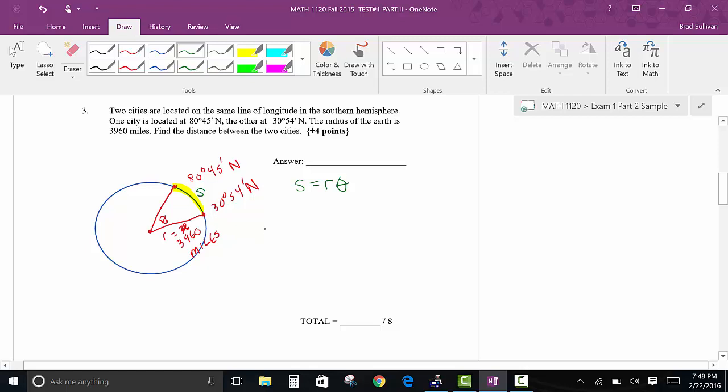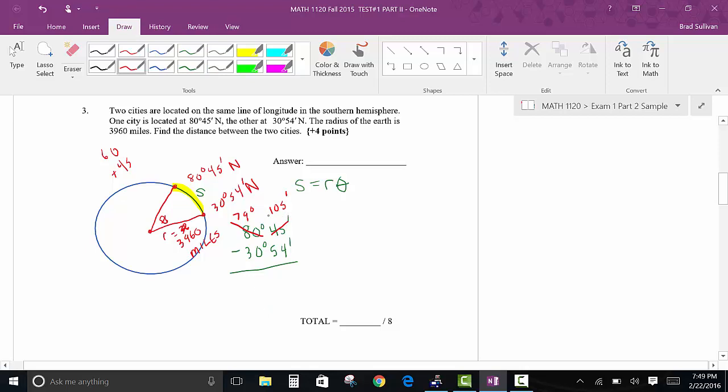So that's going to be the difference between these two angles. So what you need to do is take 80 degrees, 45 minutes, and subtract off 30 degrees, 54 minutes, like that. And then you can do this by regrouping. You can do this on your calculator also. So what I'm going to do is change that to 79 degrees. So I add 60 to the 45. So 60 plus 45 ends up giving 105 minutes, like that.